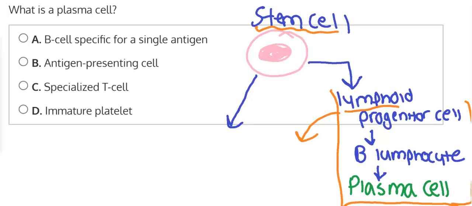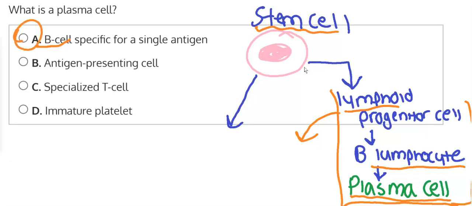It's asking about what a plasma cell is, and when we look at the cycle of stem cells on this pathway, we can see that it goes to a lymphoid progenitor cell, to a B lymphocyte, and then to a plasma cell. So we know that plasma cells are derived from B lymphocytes, which actually is a synonym for a B cell, which we could see in option A here, B cell specific for a single antigen. And that actually then would be our answer to this question.